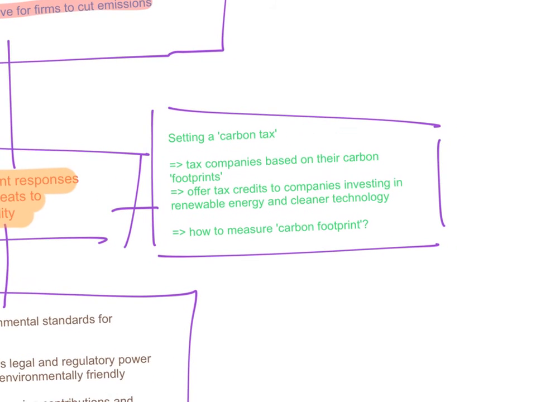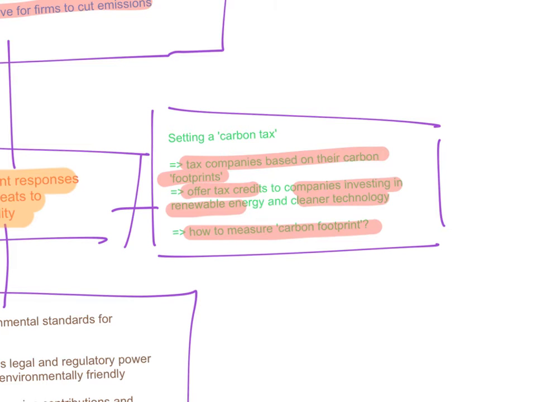Second solution is to set a carbon tax. Basically, what you do as a government is you tax companies based on their carbon footprint and offer tax credits to companies who are investing in reducing their carbon footprint by investing in renewable energy and cleaner technology. But one of the challenges here is how do you measure the carbon footprint? So that's one of the weaknesses of this policy. So this is policy response number two.